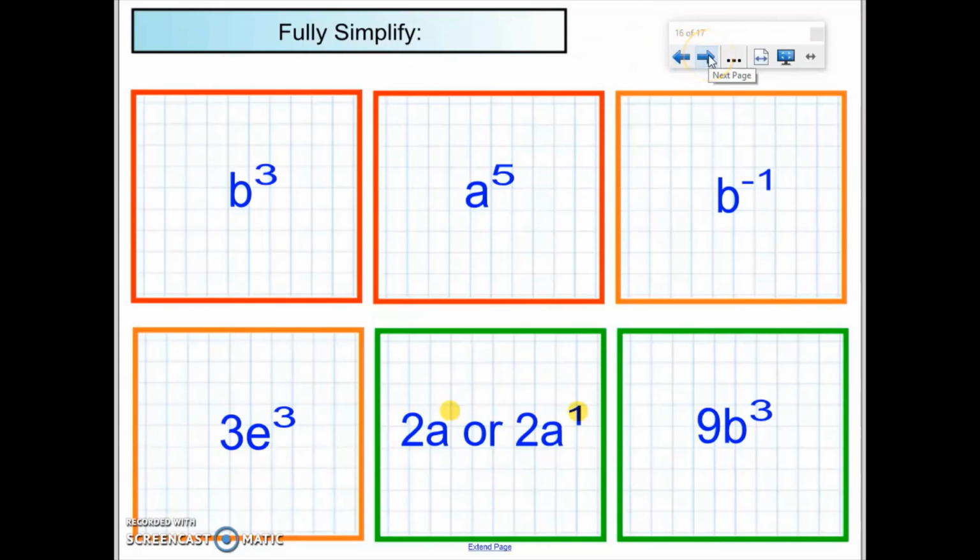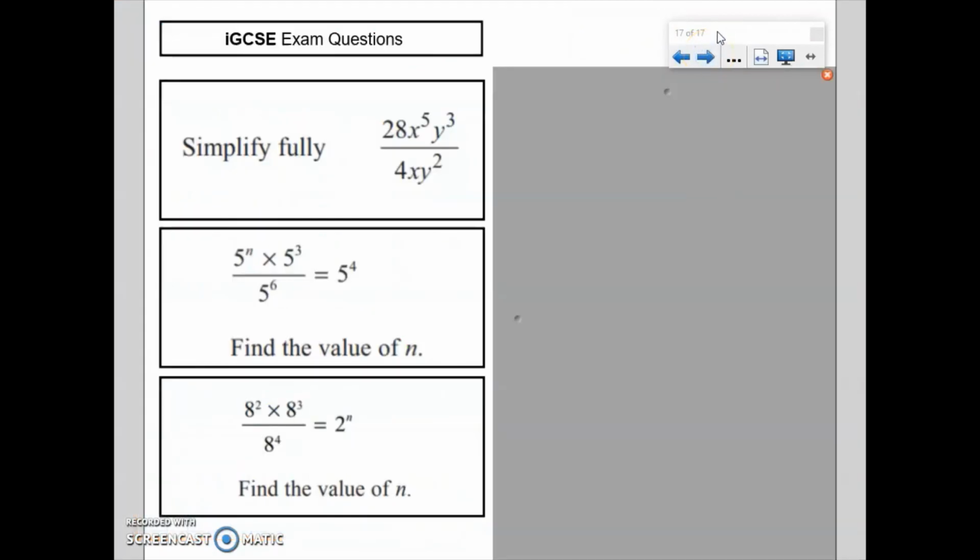One more task to move on to, and we will have a little look at some IGCSE exam questions. So on the screen, I've displayed 3 challenging exam questions which ask you to use your knowledge of indices from this video. I'd like you to pause the video at this point and have a go at answering all 3 exam questions. When you unpause the video, I will show you my worked solutions. Could you have a go at these questions now?